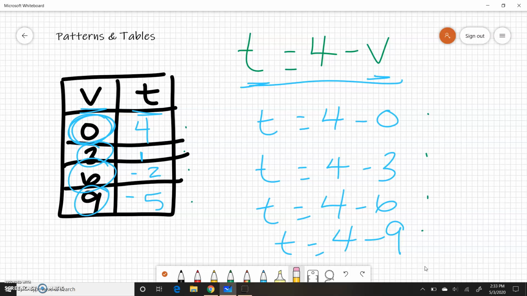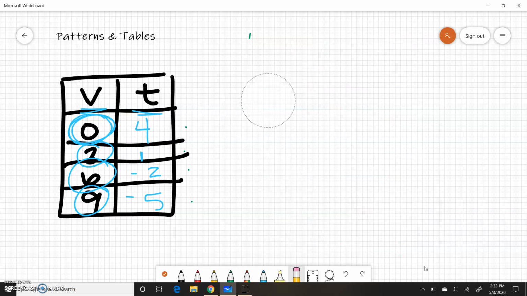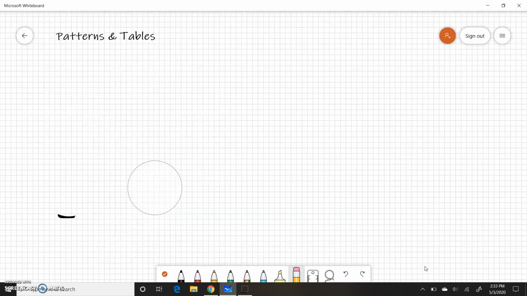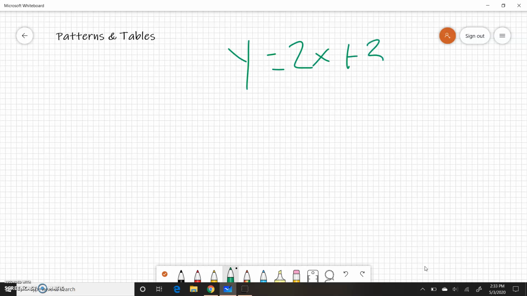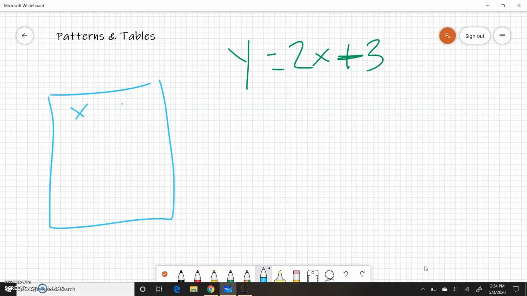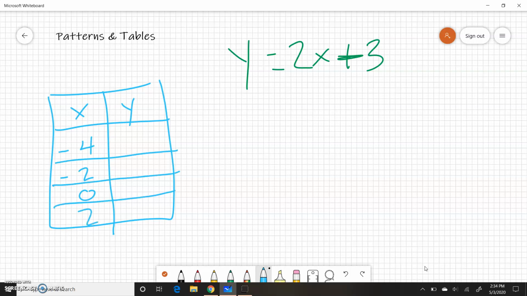Okay, let's look at another one. So same type of thing. The directions say copy and complete each table. So I'm going to do number 5 on the same page. So it says y equals 2x plus 3. And my table over here is an x and y table. And they give me the x, negative 4, negative 2, 0, and 2. So I have to figure out what is the y.